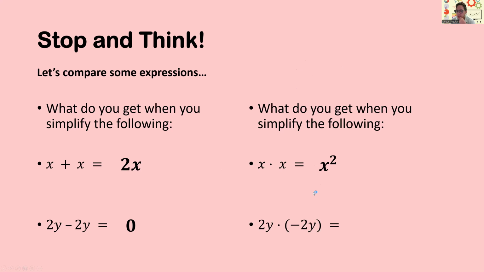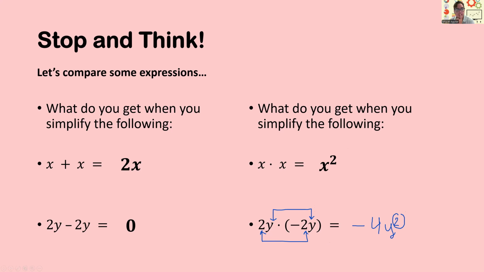Here's a little bit more of a challenge. 2y times negative 2y. What do you guys think the answer should be? Negative 4y squared. Yeah, there we go. Negative 4y squared is perfect. So you multiply the coefficients. 2 times negative 2 is negative 4. And then y times y is y squared, where the exponent is just a convenient way of writing repeated multiplication.